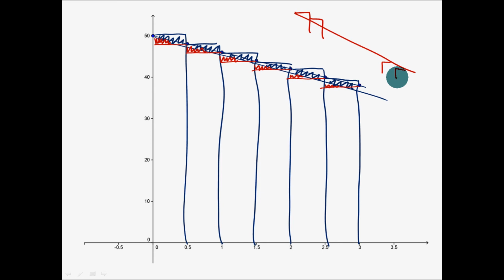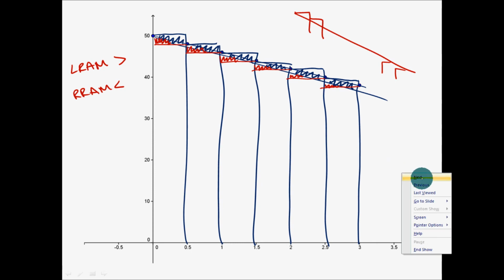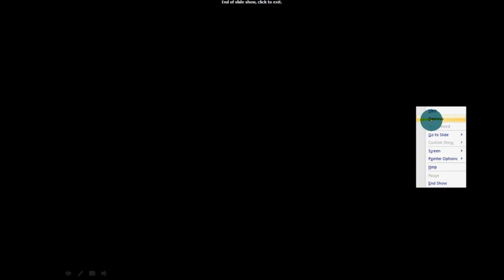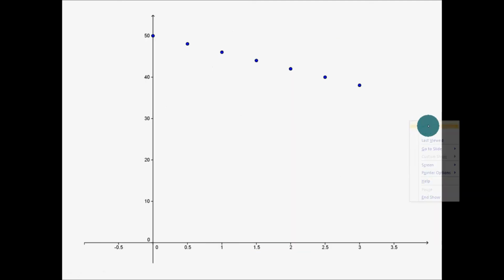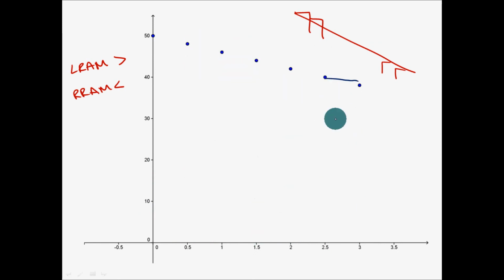Okay, but let's also double check our work. Well, actually, let's see. So we said that our LRAM was going to be too big, and we said our RRAM was going to be too little. Let's go back and check. Sorry. Our LRAM was big and our RRAM was small, right? And our average was 132. And that should give us the trapezoid. The 132, I think because we have straight lines here, I think should be exact. Let's do a double check. Let's look at this thing geometrically.